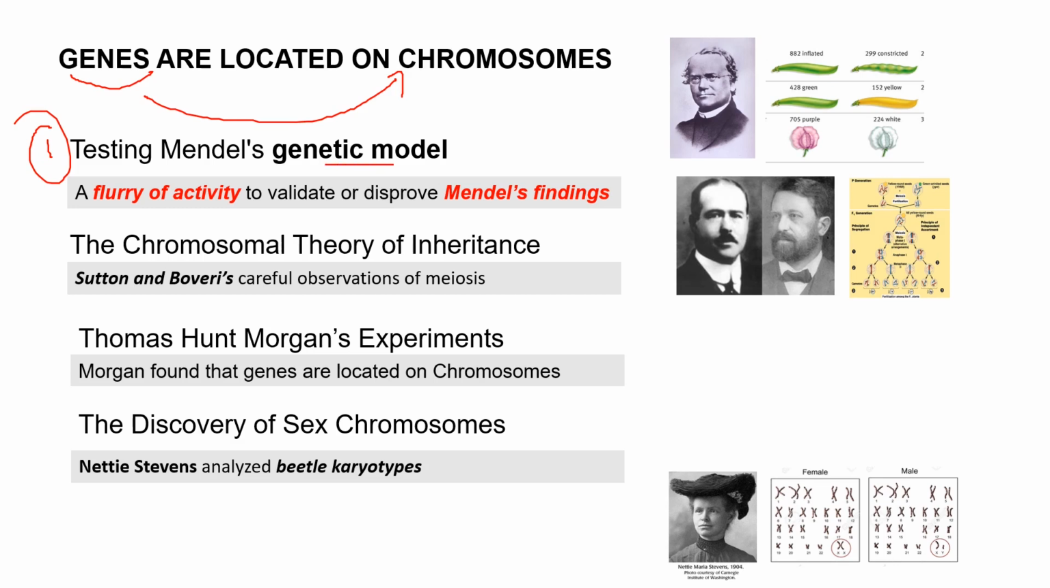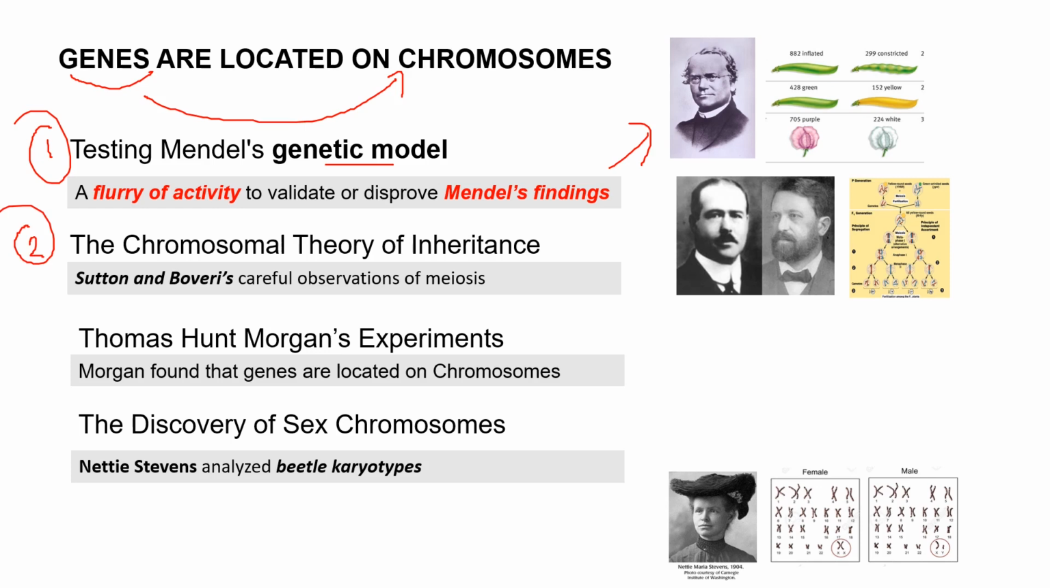genetic model. There was a lot of activity trying to validate or disprove Mendel's findings because definitely we know that it's clear that these ratios take place, but there was no mechanism explaining why these ratios take place. And to understand how the mechanism occurs, the first thing that we need to understand is the chromosomal theory of inheritance.